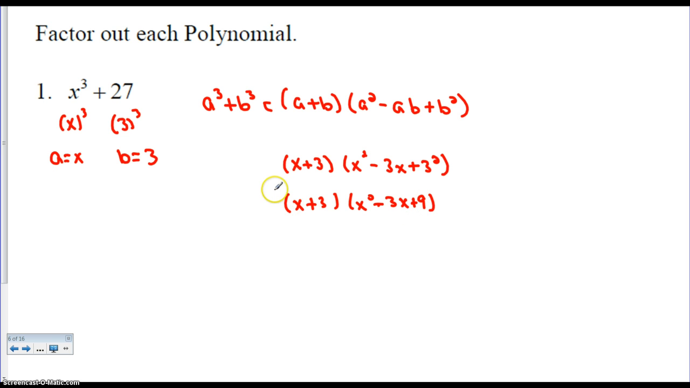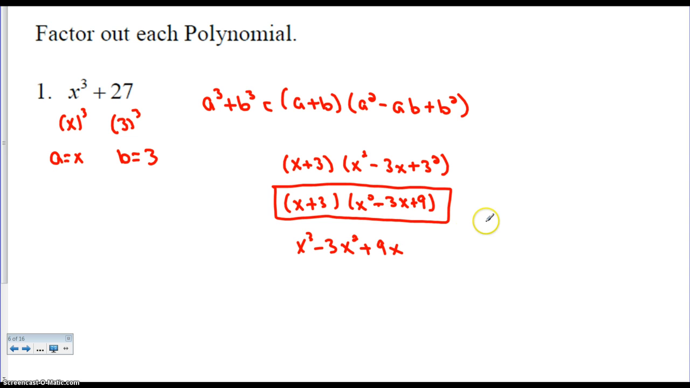Okay? Now this is your final answer, but it is always good to check it, and this is one of the times that I'll check it. So if I take x through all that, I get x cubed minus 3x squared plus 9x. If I take 3 through all that, I get 3x squared minus 9x plus 27. So what do I end up with? x cubed plus 27. That's what I started off with. So that's your factored form.